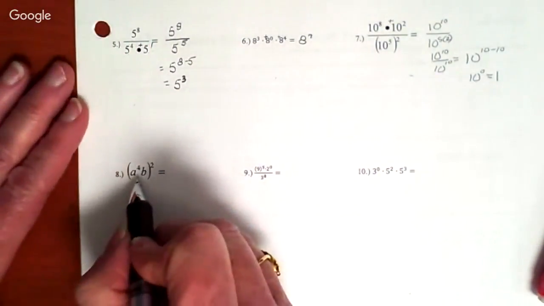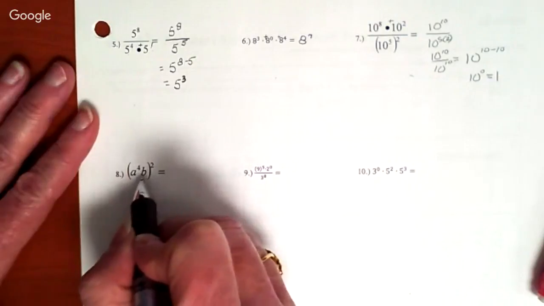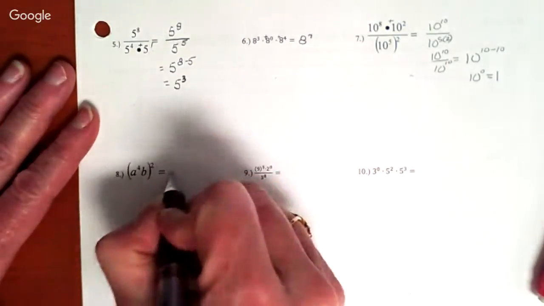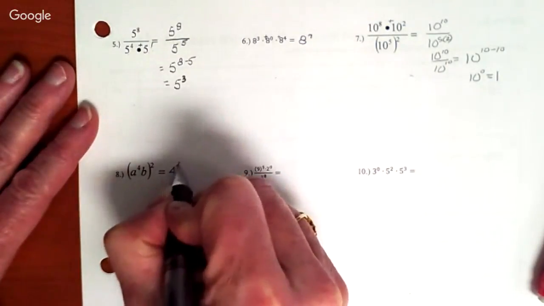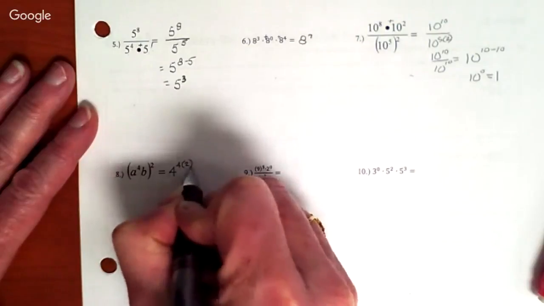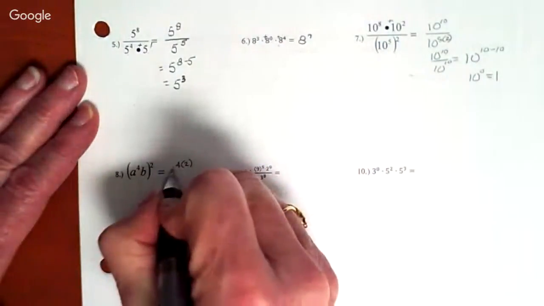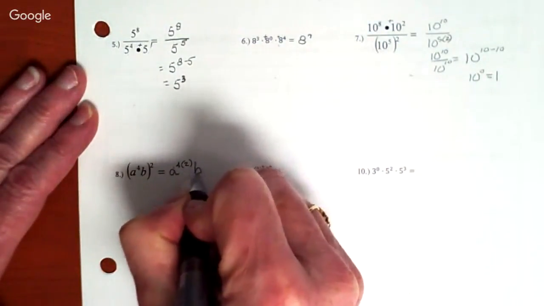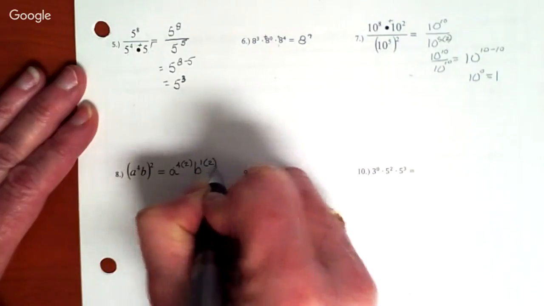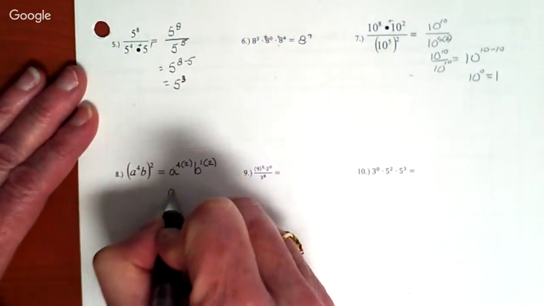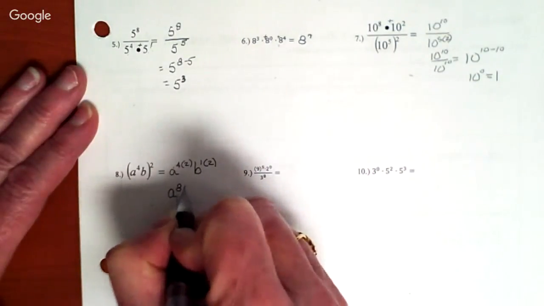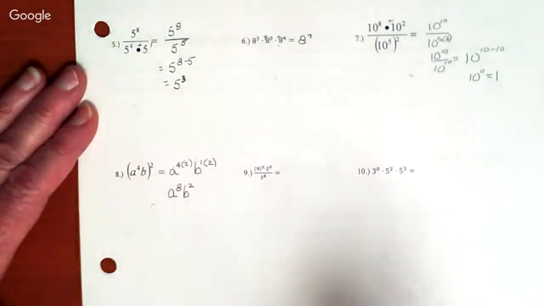Down below here, we have a to the 4th, b to the 2nd power. So we have a to the 4 times 2. Sorry, that's an a, not a 4. Sorry, guys. And we have b to the 1 times 2. So we have a to the 8th, b squared.